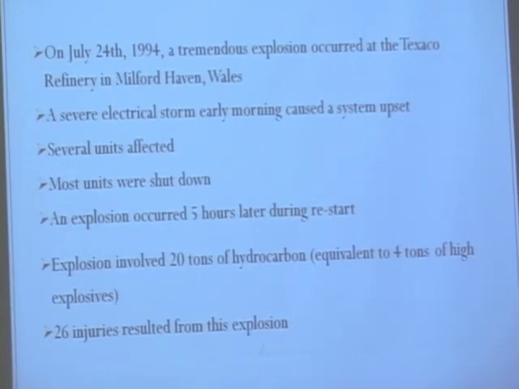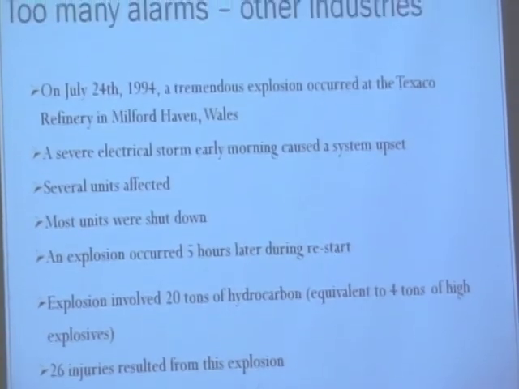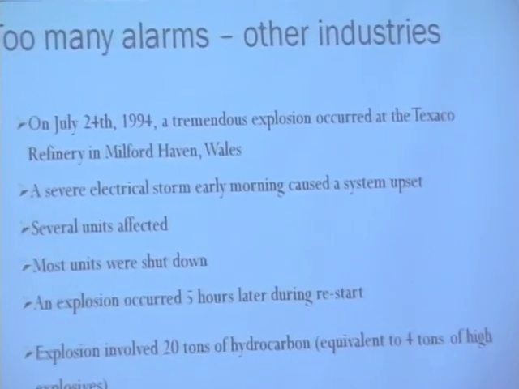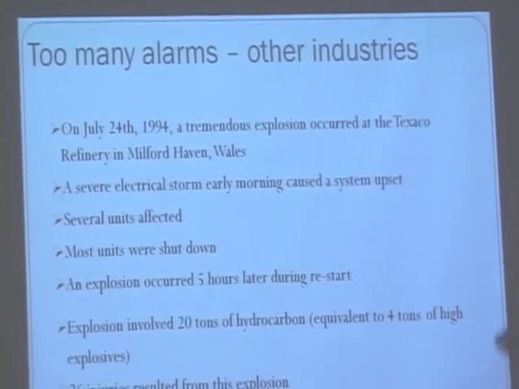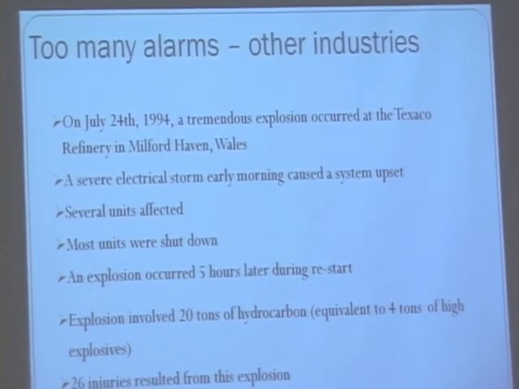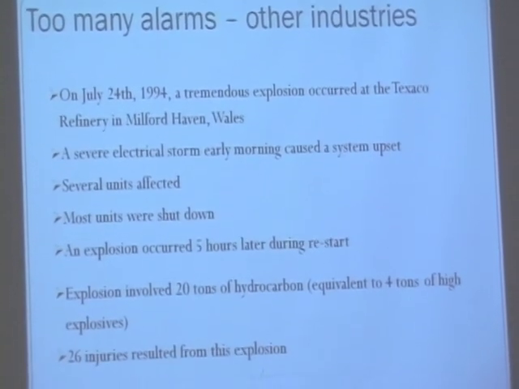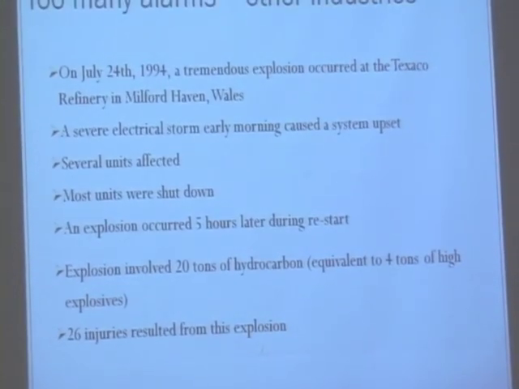So just to prove this, Texaco Pembroke, right? Milford Haven in the UK, in Wales. 24th of July 1994. Typical day on the plant. An electrical storm comes over, which isn't unusual for that part of the world. The crude unit was hit by a bolt of electricity. It hit one of the instruments. The crude unit went into a shutdown. It did exactly what it was supposed to do, exactly as it was designed to do. Shouldn't have been a problem.